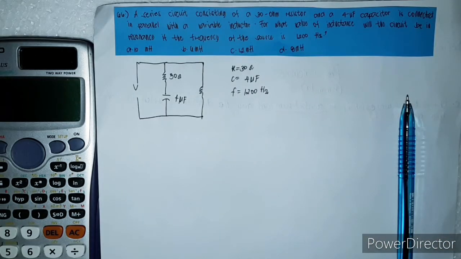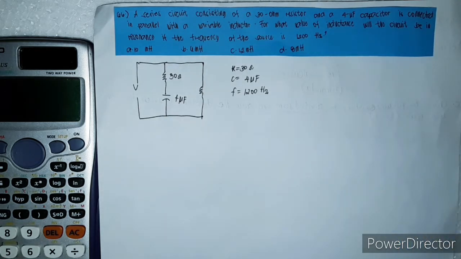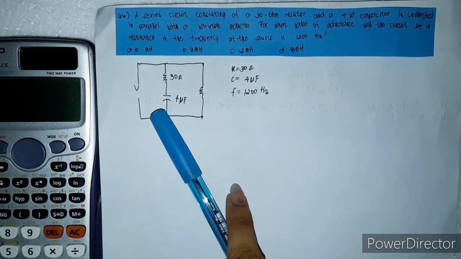Okay, so for our next problem, we have number 66. A series circuit consisting of a 30 ohm resistor and a 4 microfarad capacitor is connected in parallel with a variable inductor. For what value of inductance will the circuit be in resonance if the frequency of the source is 1200 Hz? So here is our diagram and our given.